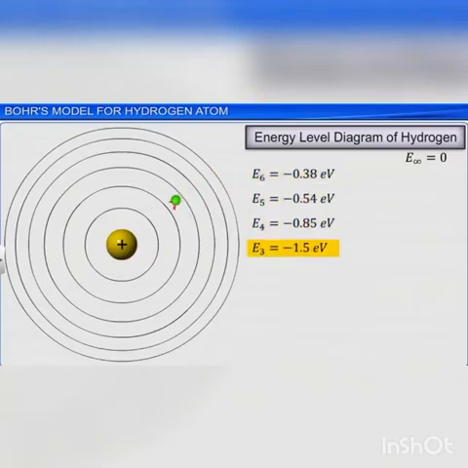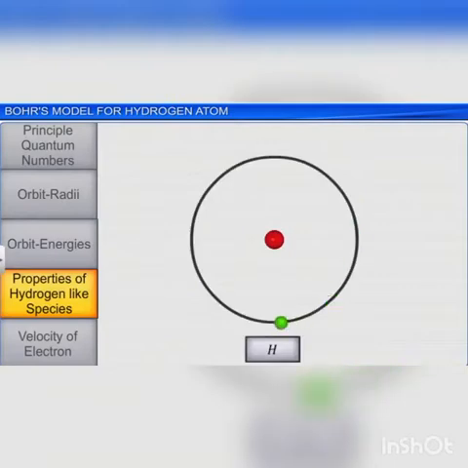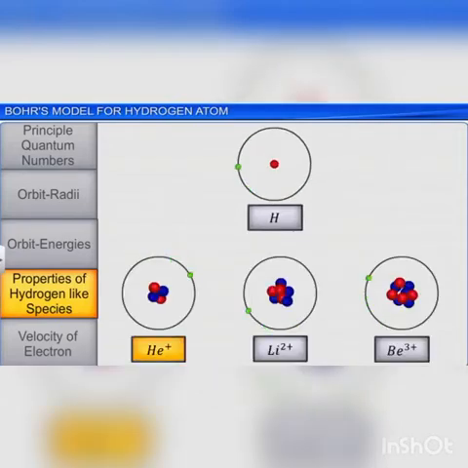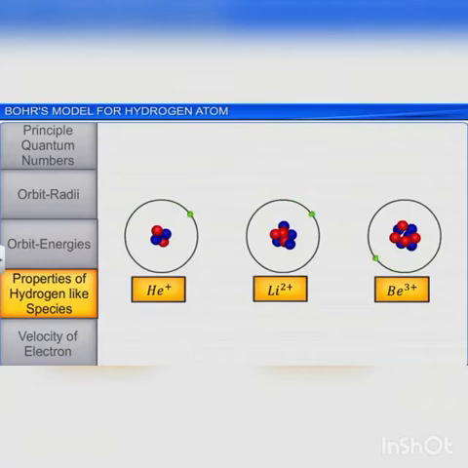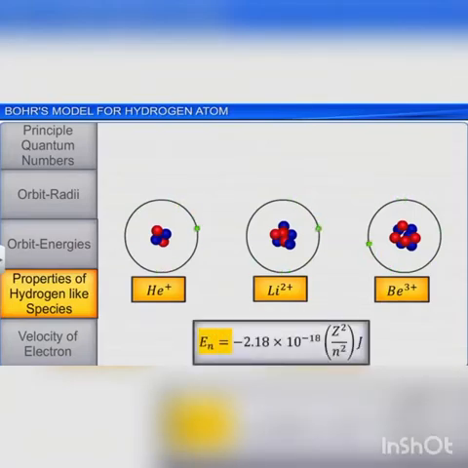Bohr's theory also applies to other ions which are isoelectronic with hydrogen, such as helium plus, lithium 2 plus, and beryllium 3 plus ions that contain 1 electron each. The energies of the stationary states of hydrogen-like species are given by the expression En is equal to minus Rydberg constant multiplied by the square of atomic number divided by the square of principal quantum number.